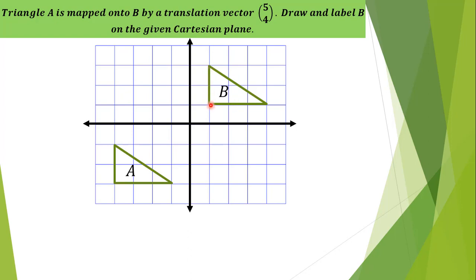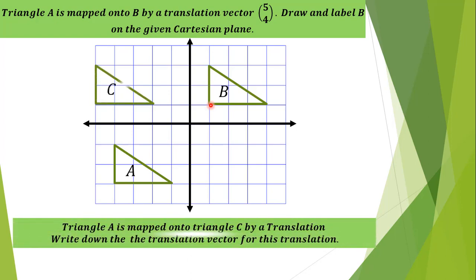Let us now consider the second example. Just consider students a triangle C. This triangle C is the image of A, means triangle A is mapped onto the triangle C by a translation vector. But the vector is unknown in this case. You have to write down the translation vector for this translation when A is mapped onto C by translation.